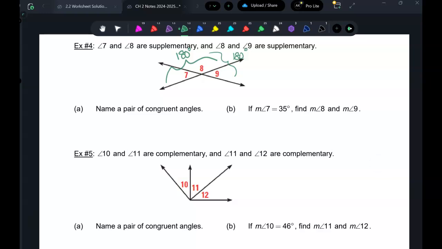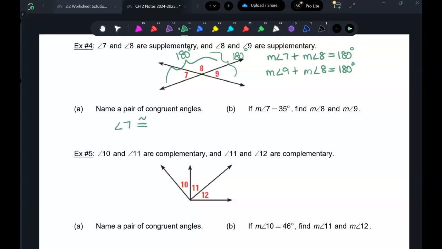Okay, let me write it out. Measure of angle 7 plus measure of angle 8 equals 180 degrees. And measure of angle 9 plus measure of angle 8 also equals 180. It's saying 7 and 8 add up to 180, and 8 and 9 add up to 180. So based on this, which two angles have to be the same? 7 and 9.